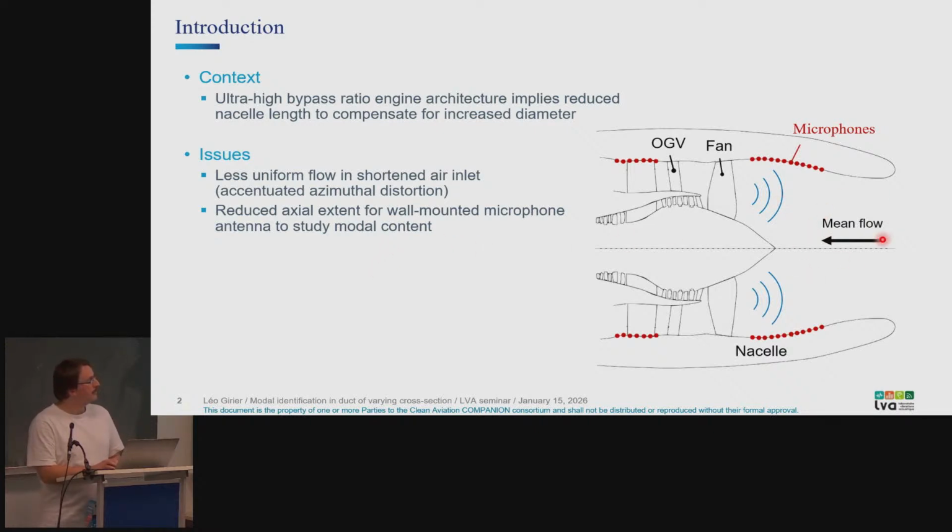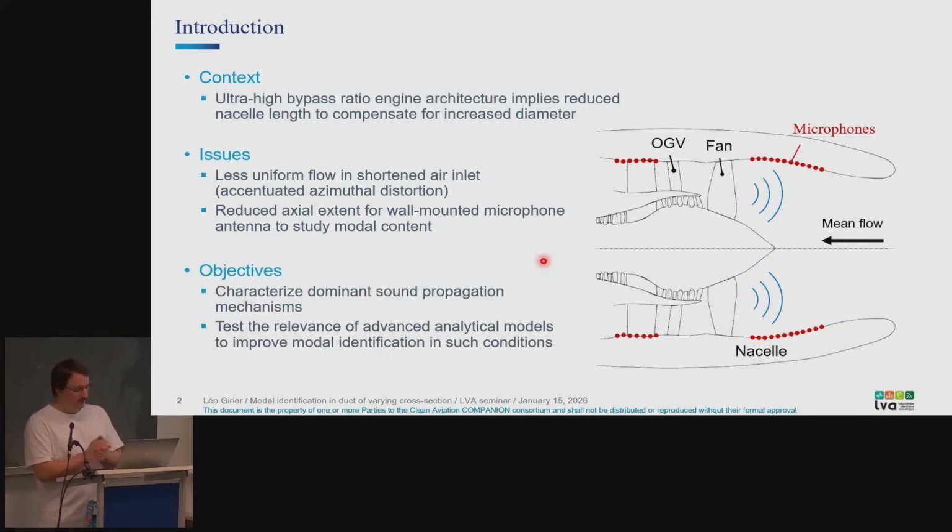And also, the mean flow that is incoming in the engine is less uniform when it reaches the fan blades. So the sound propagation is in a more complex environment, and also it can lead to new acoustic sources when interacting with the fan blades. So in this context, the objective of this talk and this work is to try to characterize the dominant sound propagation mechanisms in such an air intake, and test the relevance, measure the performance, let's say, of advanced analytical models to improve mode identification in such conditions.